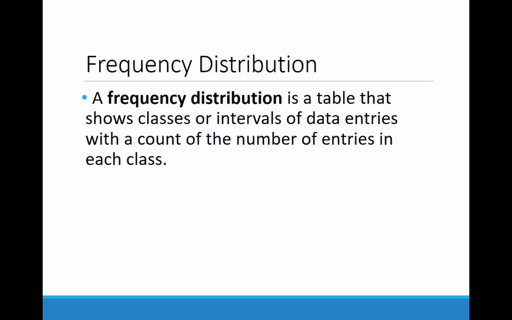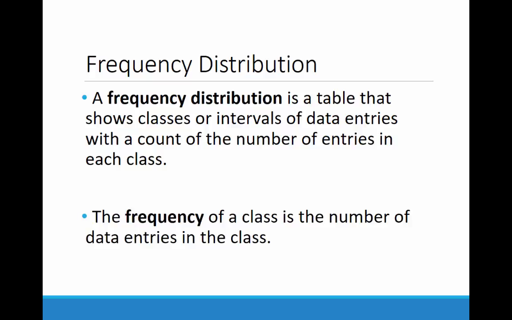There are many ways to organize and describe a data set. Important characteristics to look for when organizing and describing data sets are its center, its variability or spread, and its shape. When a data set has many entries, it can be difficult to see patterns. A frequency distribution is a table that shows classes or intervals of data entries with a count of the number of entries in each class. The frequency of a class is the number of data entries in that class.